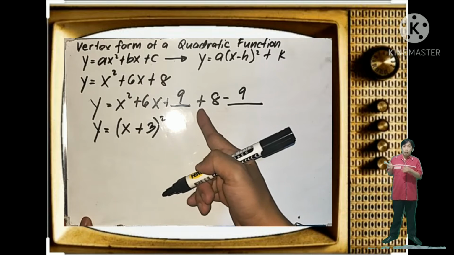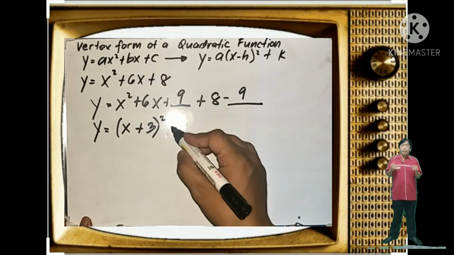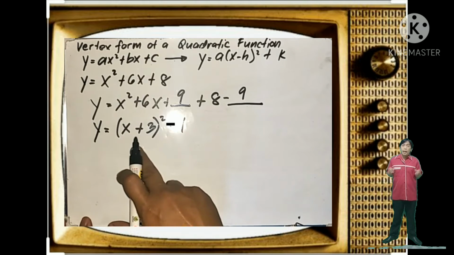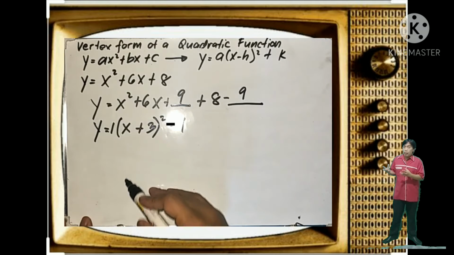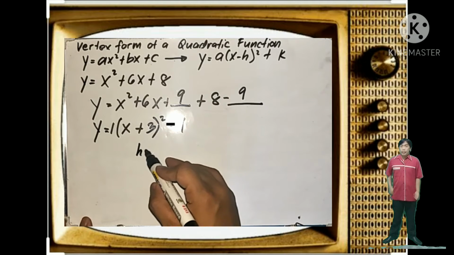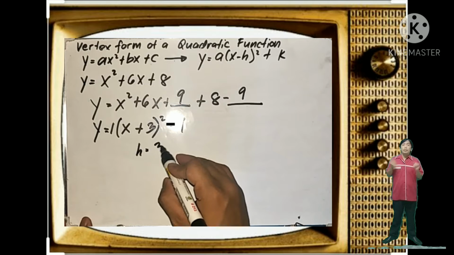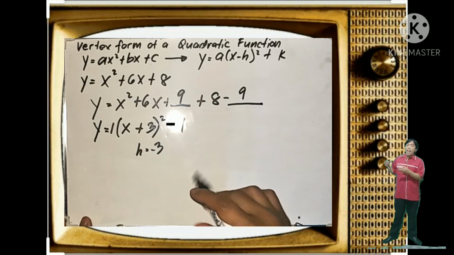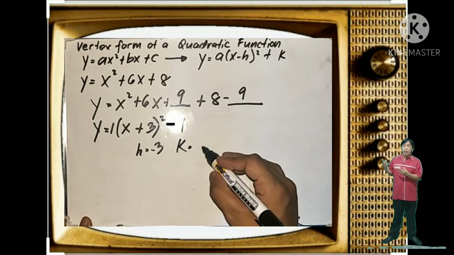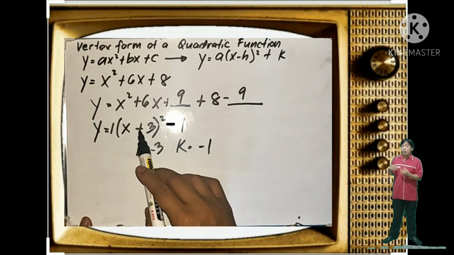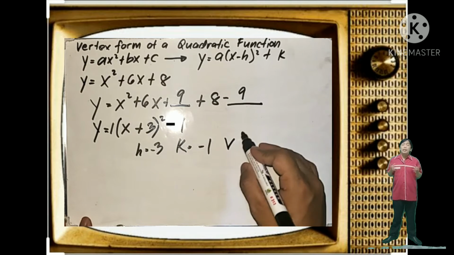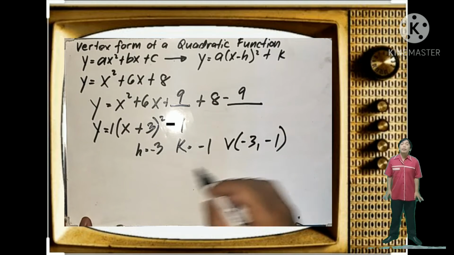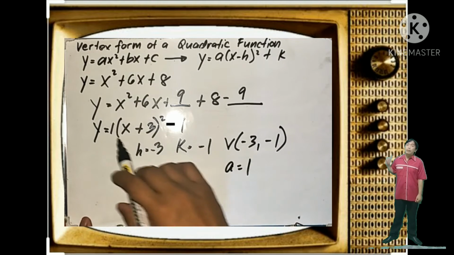Then let's perform the operation. We have positive 8 minus 9, that is negative 1. So we have here already the value of a, which is 1. It's automatic. Then we have our h, which is equal to negative 3, the opposite sign of this, and our k here, which is negative 1. Again, we will just change the sign on the value of h, but we will just copy the value of k, which is negative 1. So we have here the vertex, which is negative 3 and negative 1, where the value of a is positive 1.